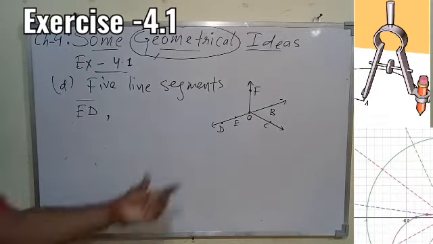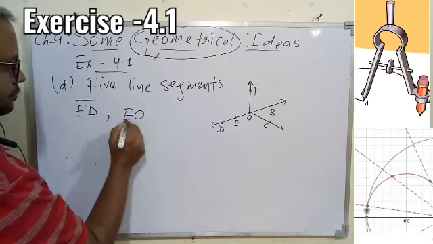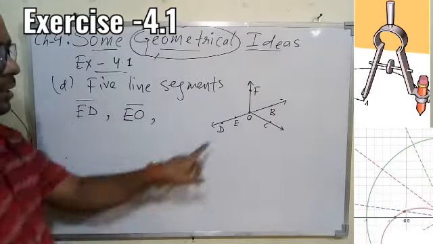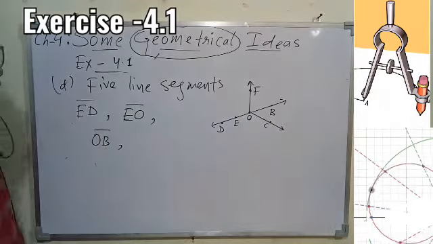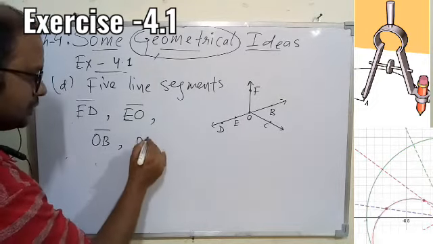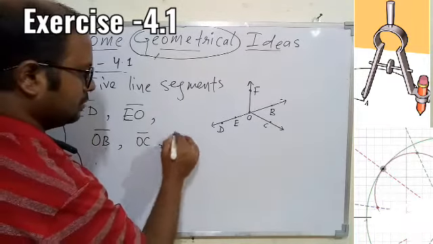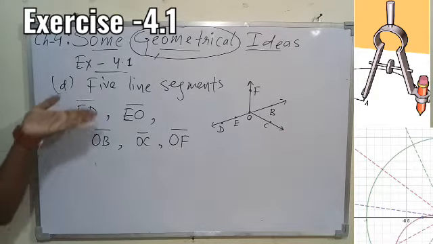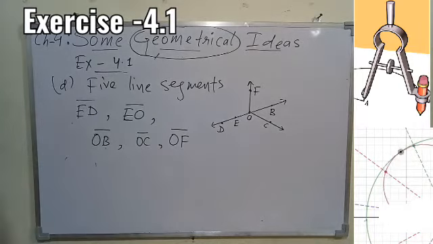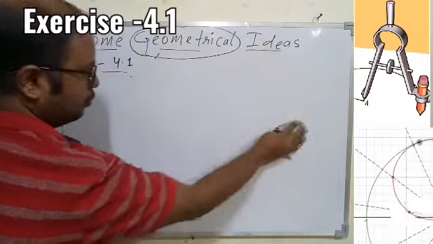Again remember how to write it down. E to O, again we see another line segment, because E and O are the end points. O to B is another one. Then you can move in this direction, O to C also. O to C is another line segment, and O to F. So we got 1, 2, 3, 4, 5. So I hope you understood how to write also. The way we write a line segment, the way we write a line, the way we write a ray, that is different. That is the first question done. So I hope you understood how to find the line segments, rays, points and all.